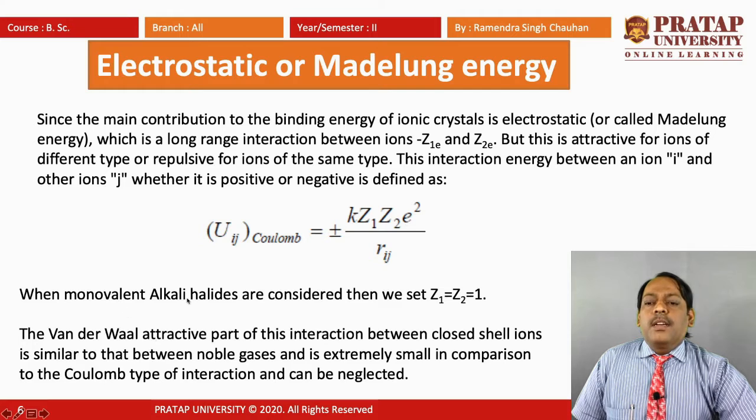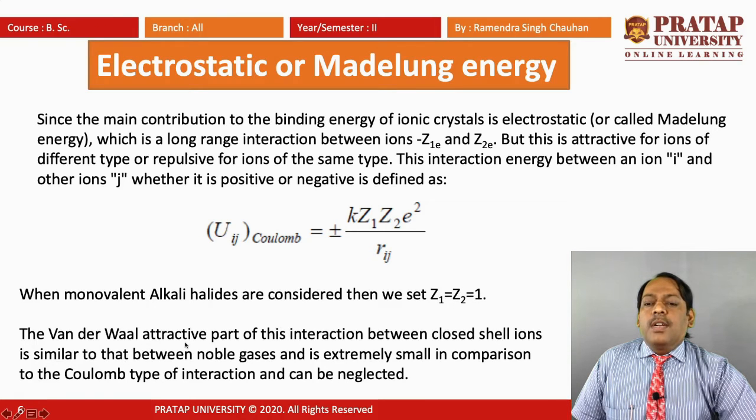And when monovalent alkali halides are considered, then we set Z1 equal to Z2 equal to 1. Monovalent means there is only one electron in the outermost shell, the valence shell, so Z1 can be considered to be 1 and Z2 can be considered to be 1. So the interaction of outermost electrons will be there on the basis of Coulomb forces, and we find Z1 equal to Z2 equal to 1.